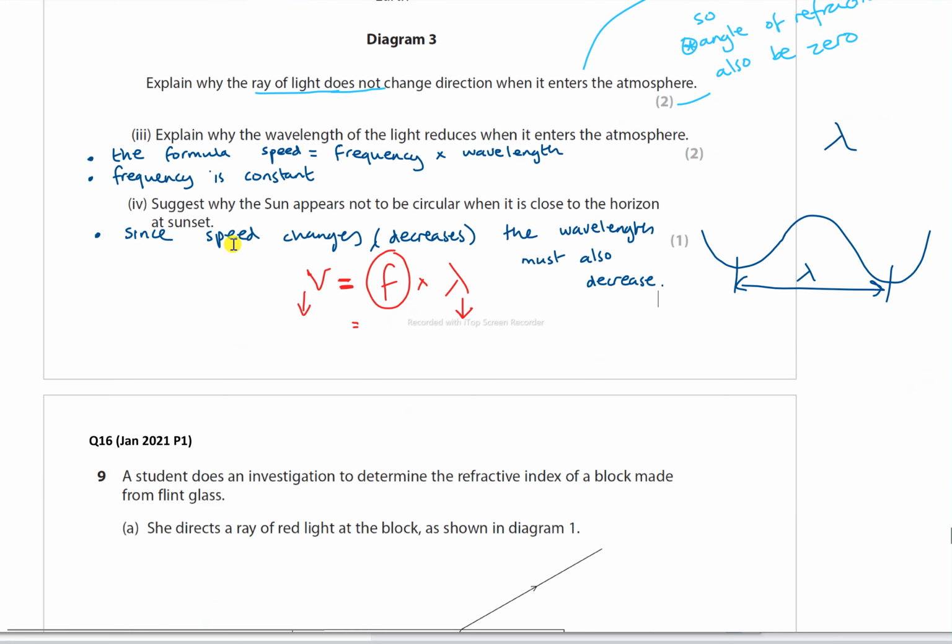Right, okay, that's that done. Right, we're looking at this one here now. Suggest why the sun appears not to be circular.